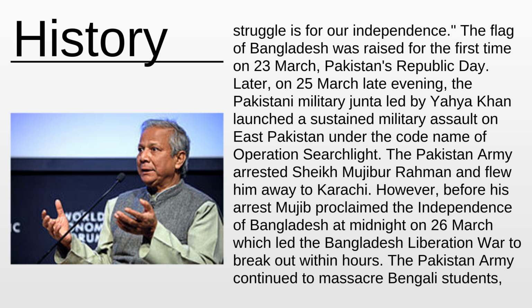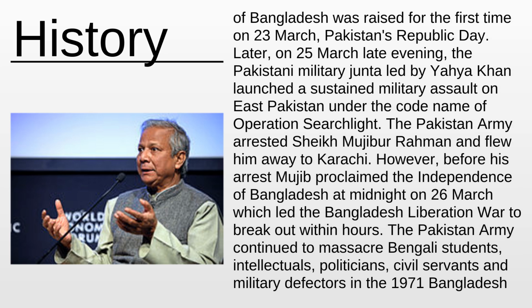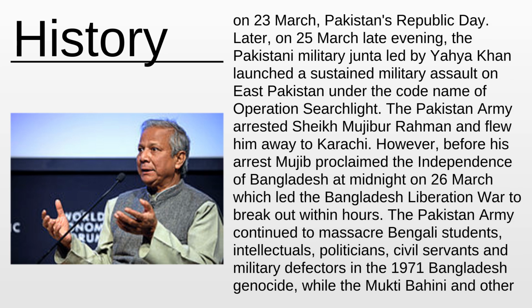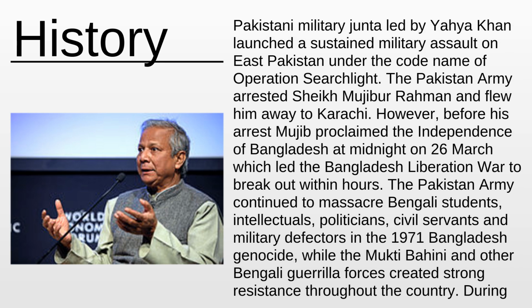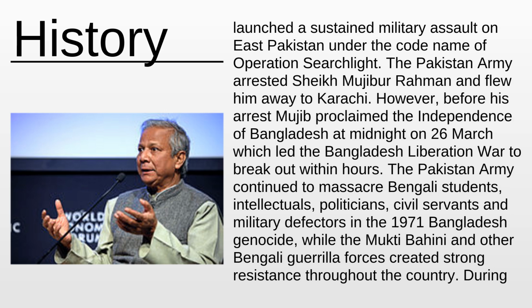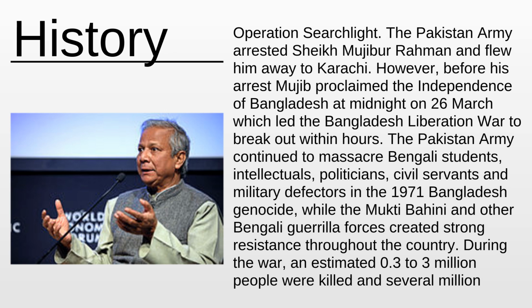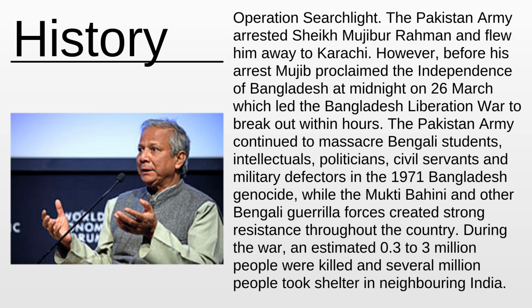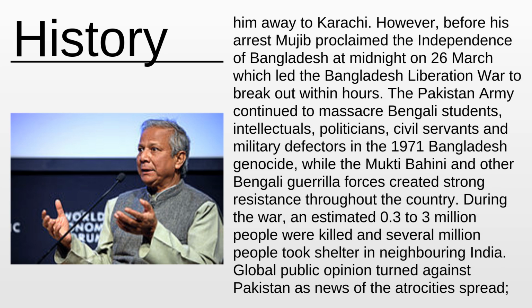Later, on 25 March late evening, the Pakistani military junta led by Yahya Khan launched a sustained military assault on East Pakistan under the code name of Operation Searchlight. The Pakistan Army arrested Sheikh Mujibur Rahman and flew him away to Karachi. However, before his arrest, Mujib proclaimed the independence of Bangladesh at midnight on 26 March, which led the Bangladesh Liberation War to break out within hours.